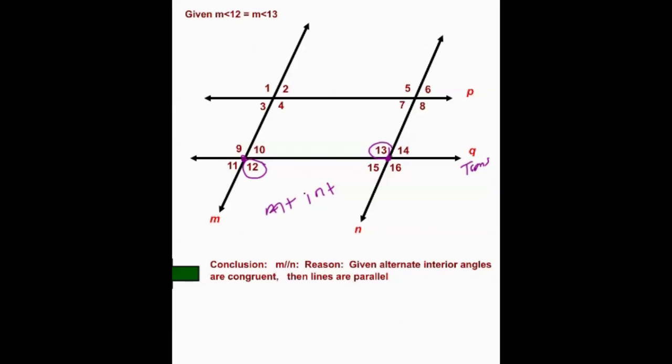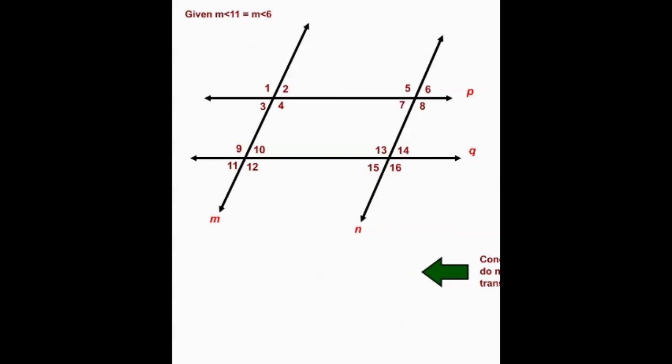Look at that for a second. Look what we did. We first identified our transversal. Then we knew we were dealing with these two lines right here, whether they're parallel or not. And we were able to determine that because our alternate interior are congruent. So now we have another situation, 11 and 6. Well, let's find our angles. Here's 11, and where'd 6 go? Way over here. Okay.